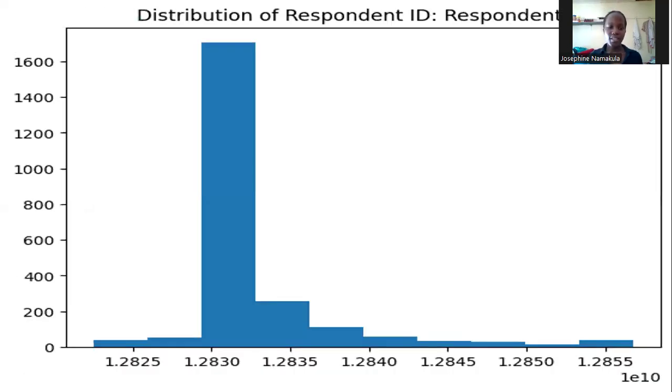When I go to the next slide, I find a bar graph. It is left skewed. We can see that most of the data is located on this side. This is the distribution of respondent ID. So when I move to the next slide, I find a box plot.